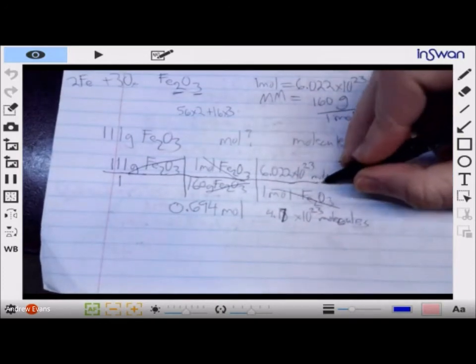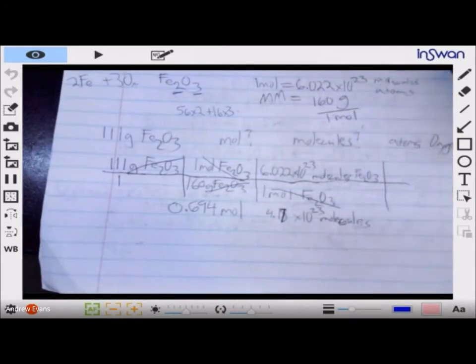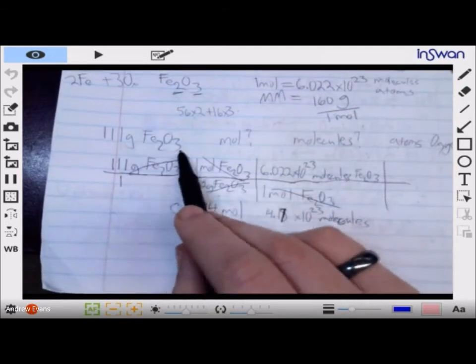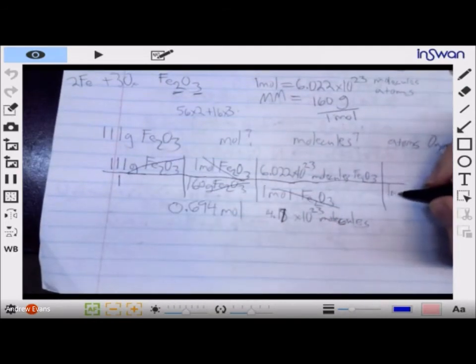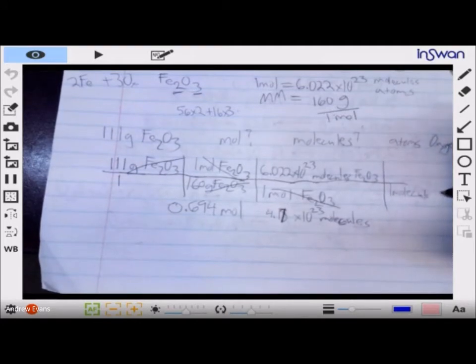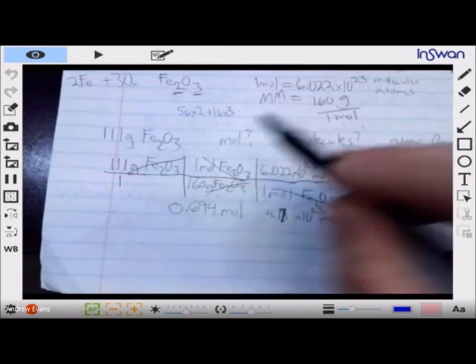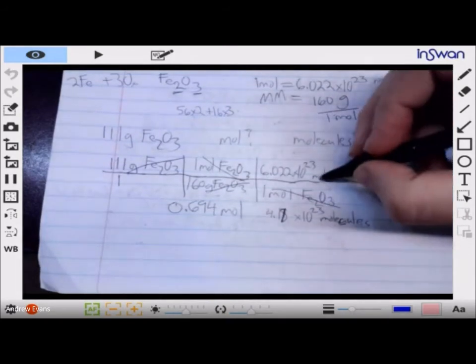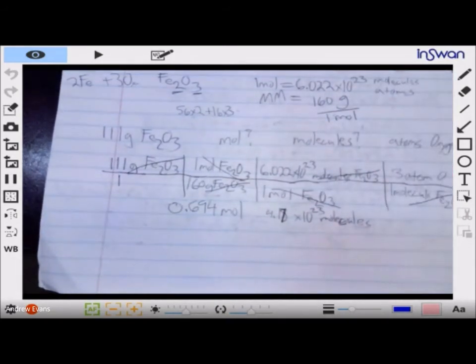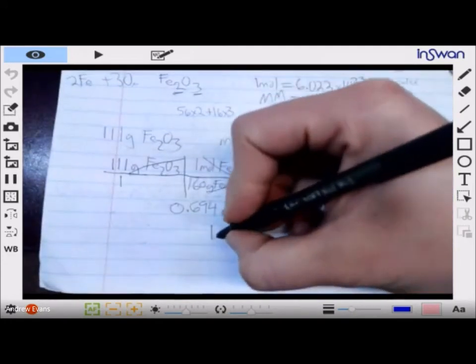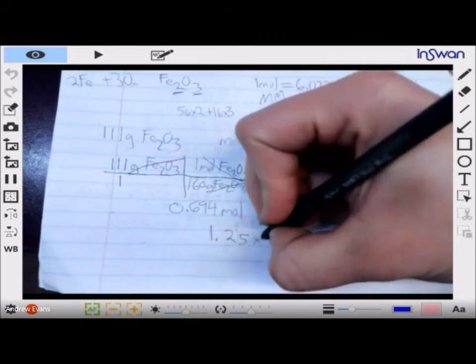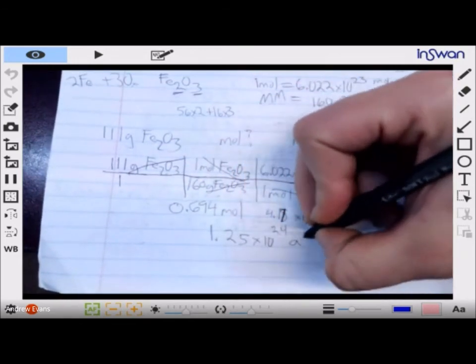And then to answer the final question, how many atoms, now we have to look at our chemical formula. One molecule of Fe2O3 would contain 3 atoms of oxygen. We had to look at our chemical formula for that. So molecules of Fe2O3 per molecules of Fe2O3. So I'll take my last number times 3. The last answer, 1.25 times 10 to the 24th atoms of oxygen.